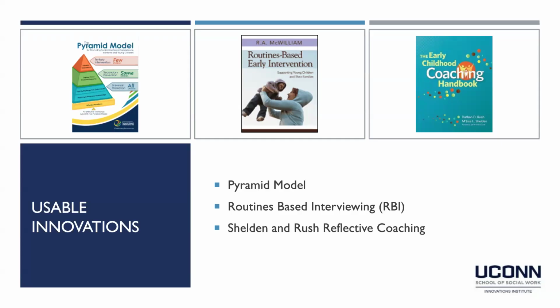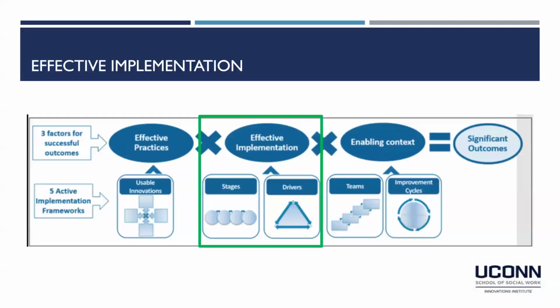section of the formula, is comprised of these three EBPs. The second part of the active implementation formula is effective implementation. Effective implementation contains two implementation frameworks: implementation stages and implementation drivers. While the effective practices, pyramid model, RBI, and reflective coaching, are the what in the active implementation equation, the implementation stages and drivers address the how of the equation.